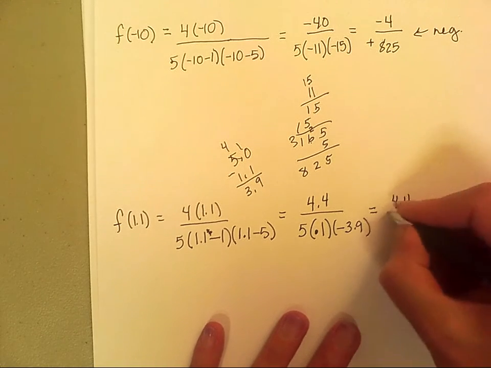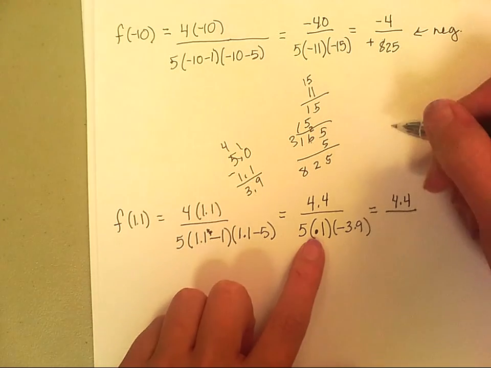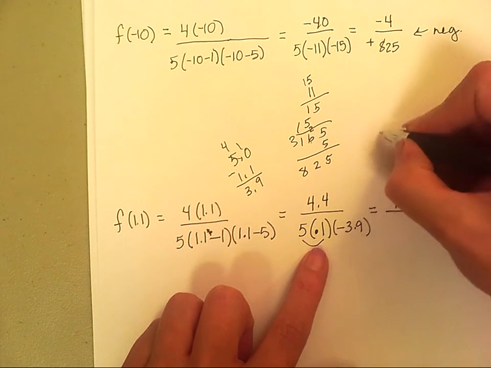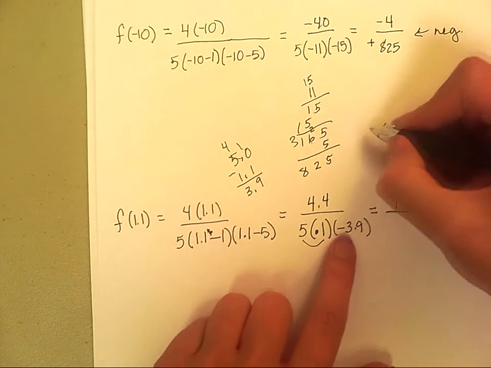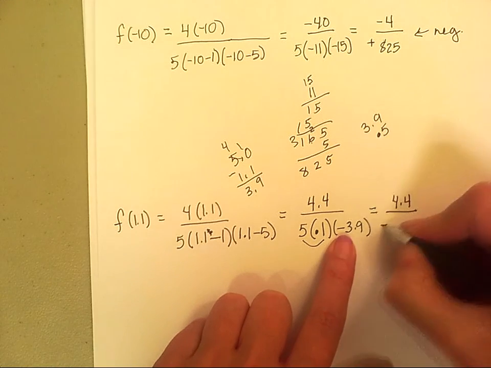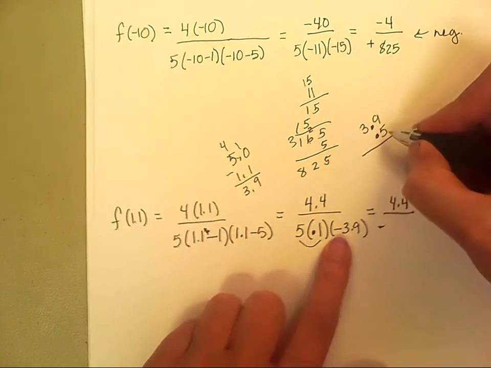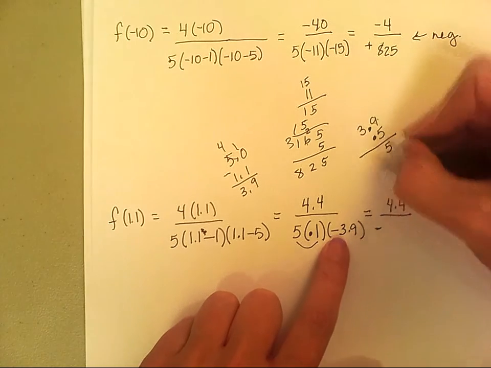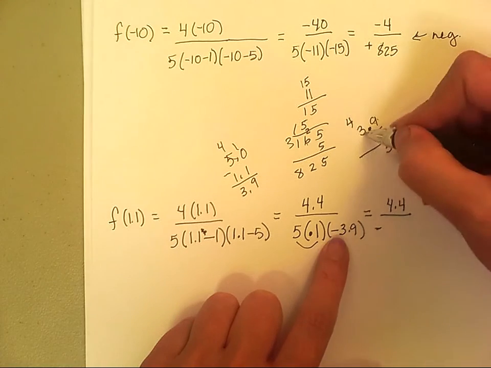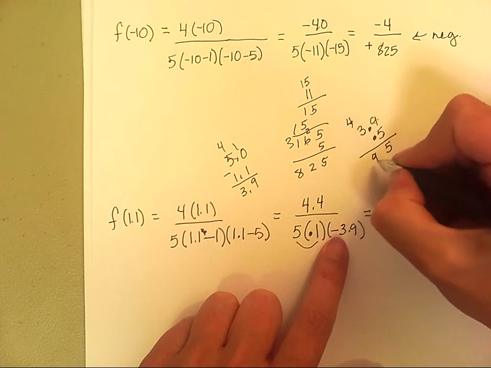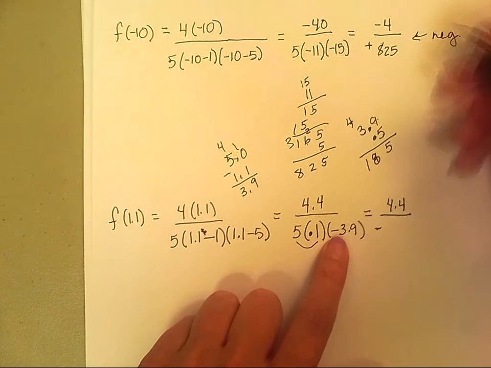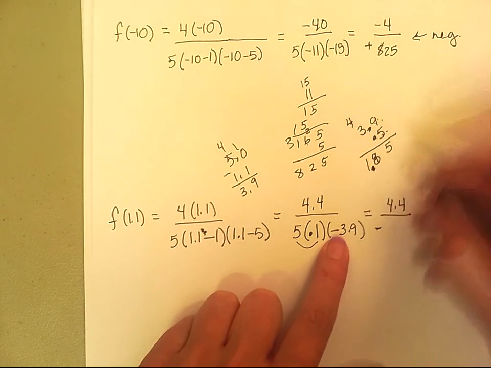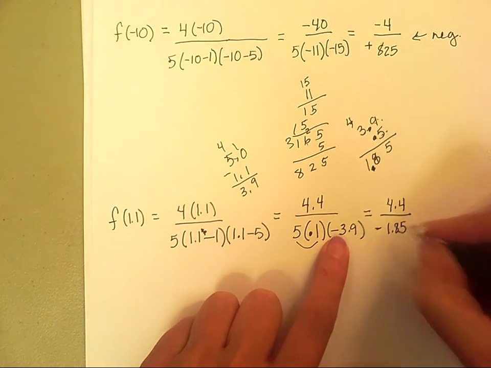So this is 4.4 over 5 times 0.1, which is 0.5, and we have to multiply that by 3.9. The answer will be negative. To review how we multiply with decimals, 5 times 9 is 45, 5 times 3 is 15, plus 4 is 19. And then we count the decimal places: 1 decimal place, 2 decimal places. So this is negative 1.95.